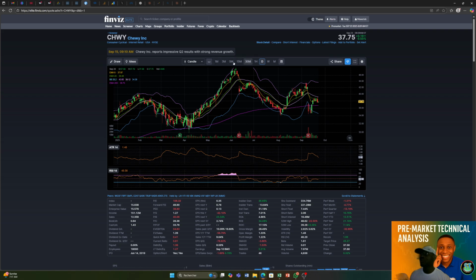So the granularity here on top: 1 minute, 3 minutes, 5 minutes, 15 minutes, 30 minutes, 1 hour, and daily. So this is what it looks like on the daily. So the EMA here on the daily, if I hover over it, it's at 36.75, and the stock is currently trading at 37.69.